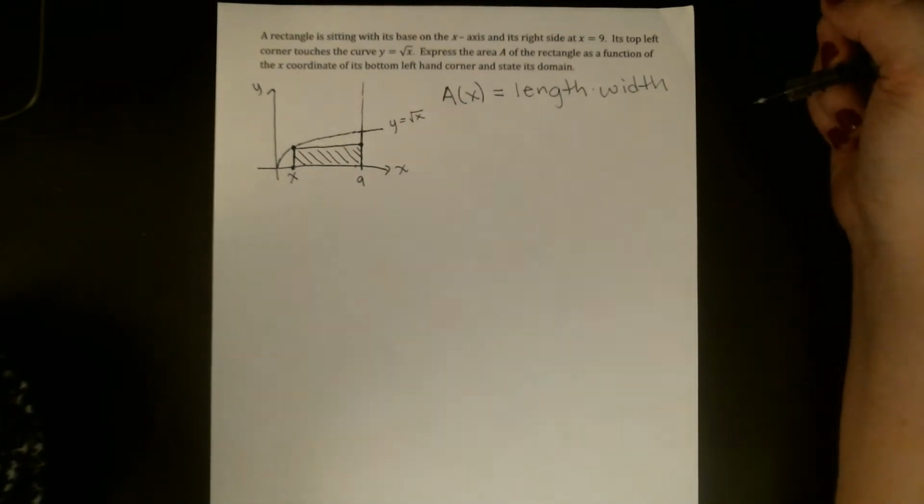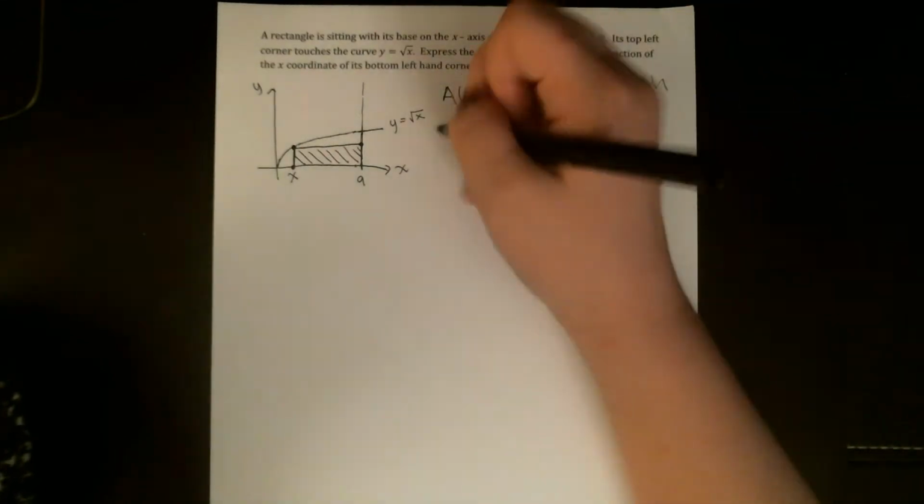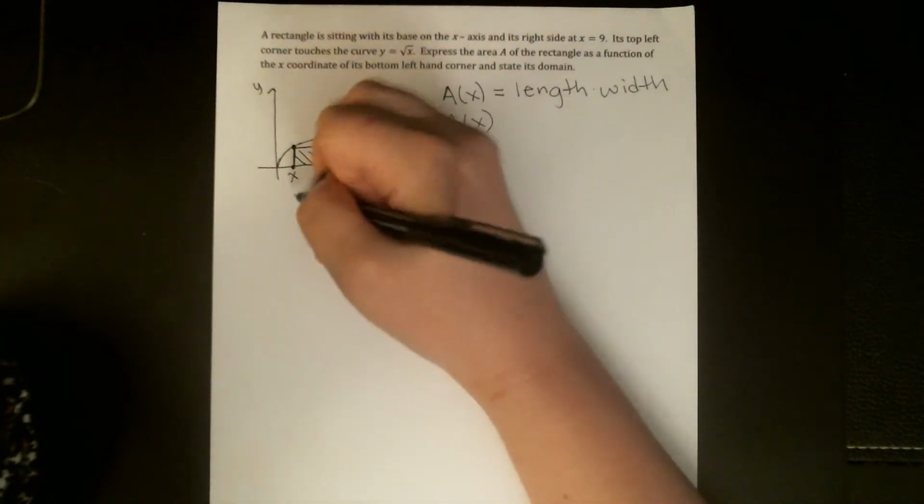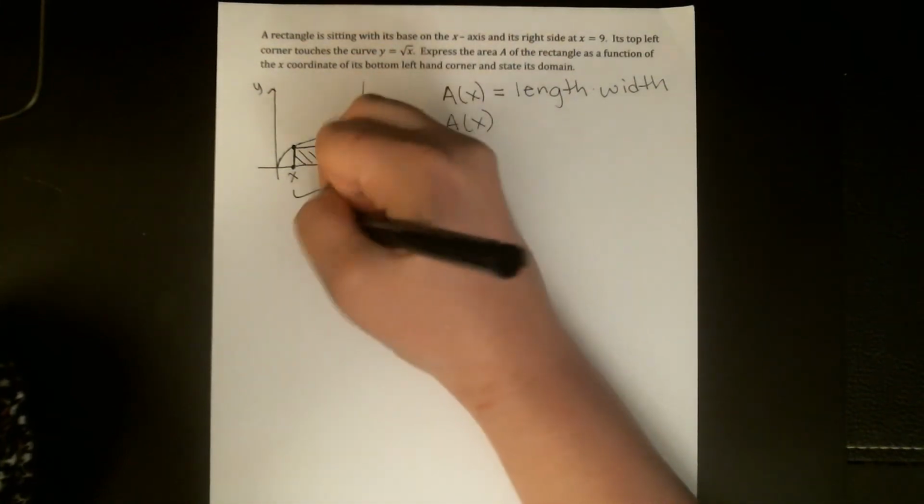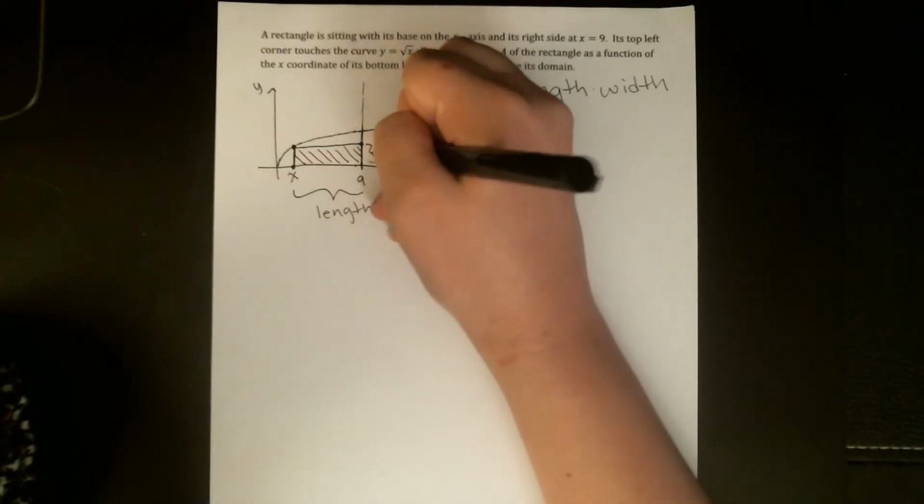And I need to get both of those things in terms of my variable x. So we're looking for, we can call whichever the length and the width. I'll call this the length and this the width, but it's entirely up to you.